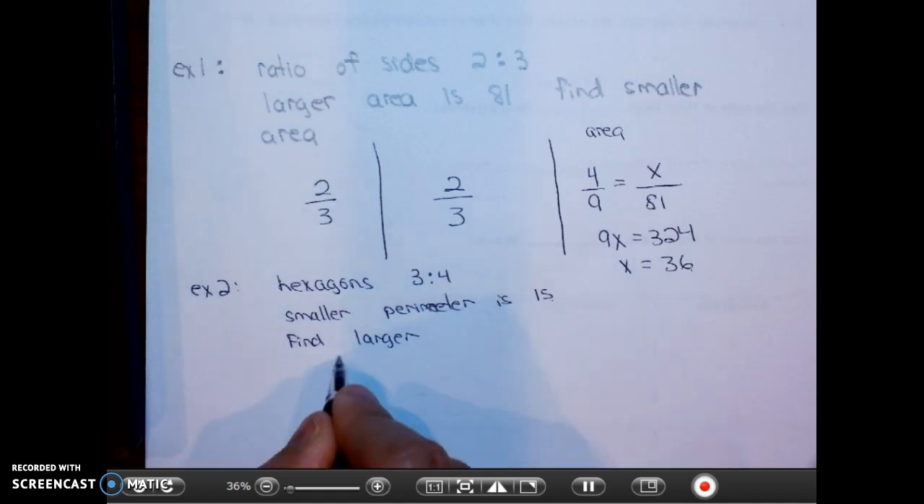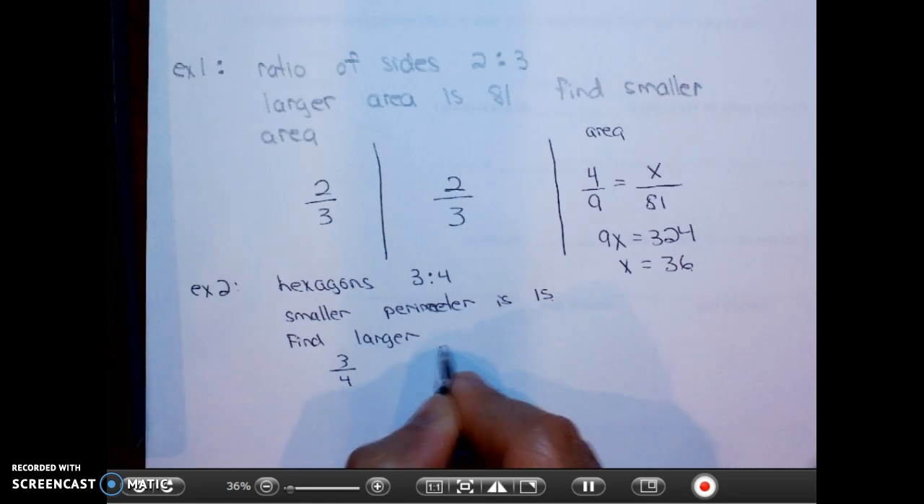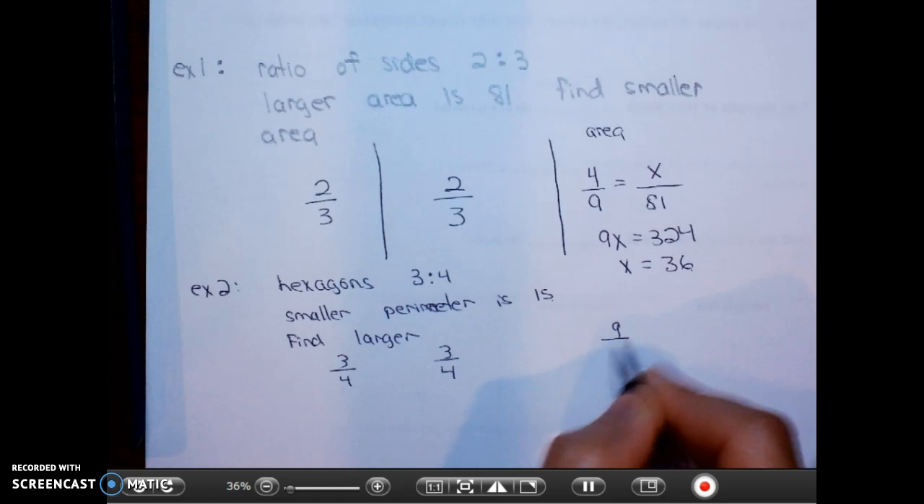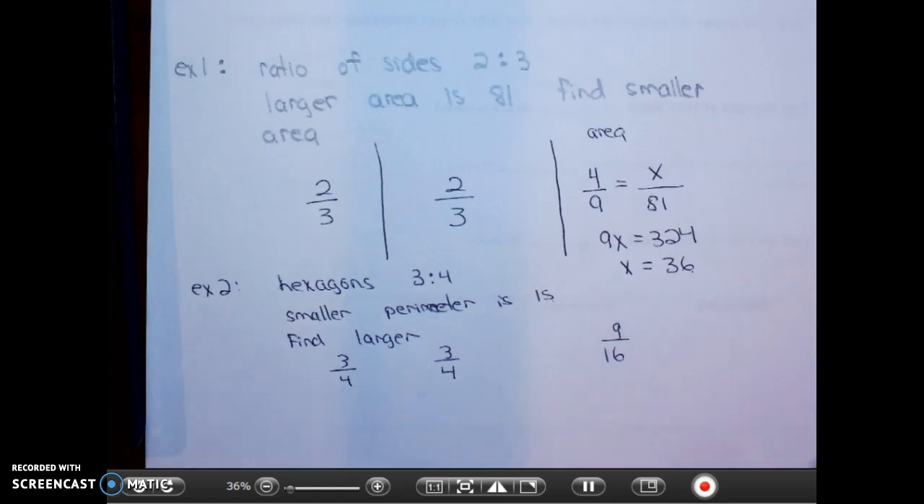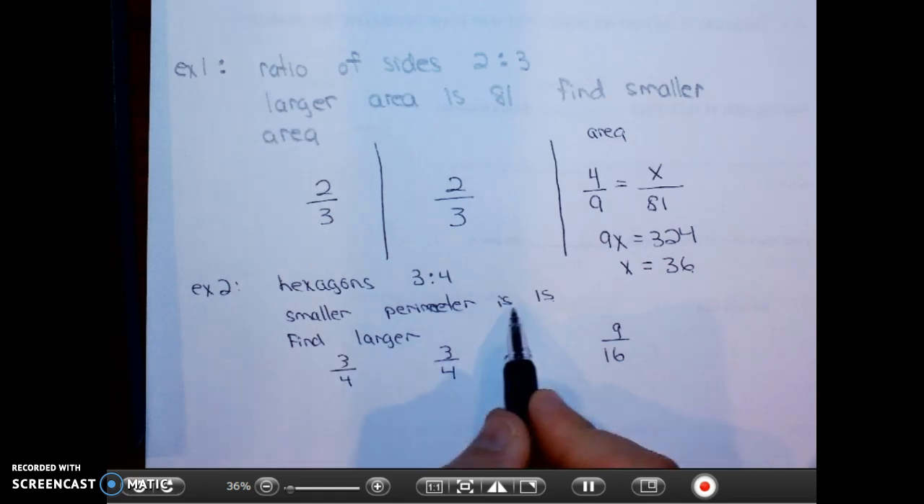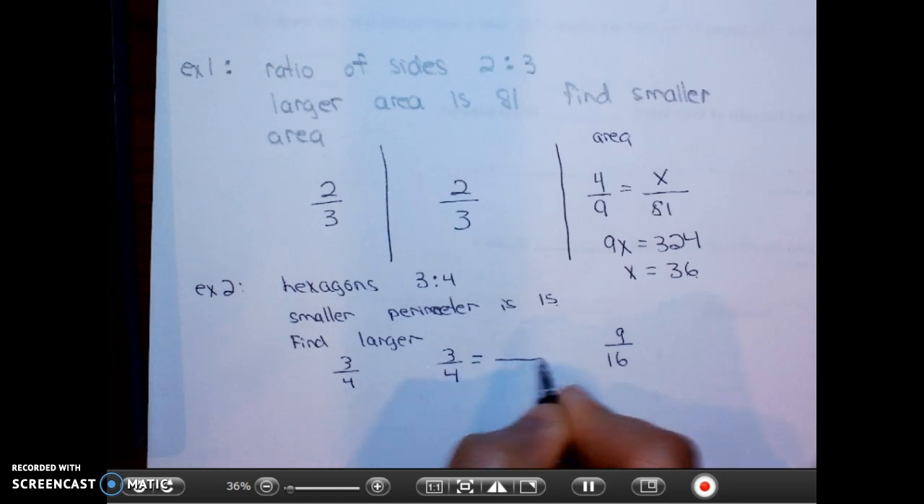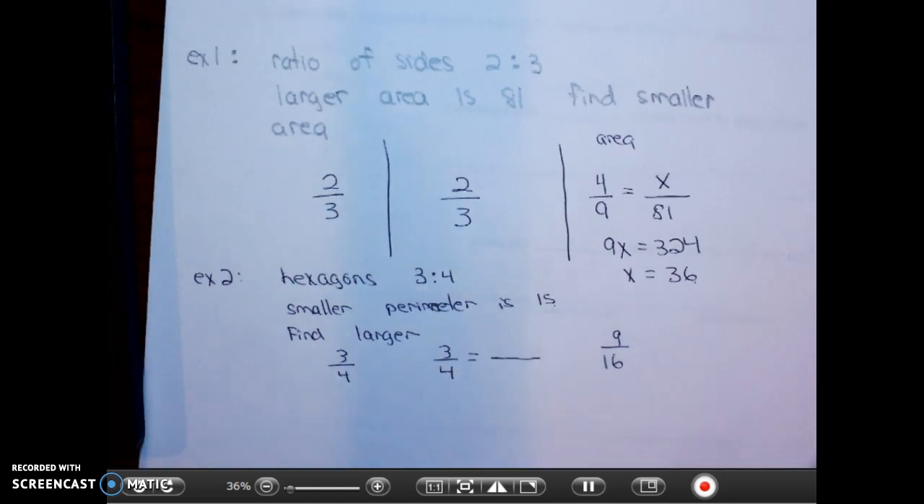Again, we're starting here with the ratio of their sides is 3 to 4. The ratio of their perimeters is 3 to 4. The ratio of their area is 9 to 16. Well, let's go take a look. We've been given the smaller perimeter. Perimeter is in this second column, so we actually get to stop right here and set up our proportion.